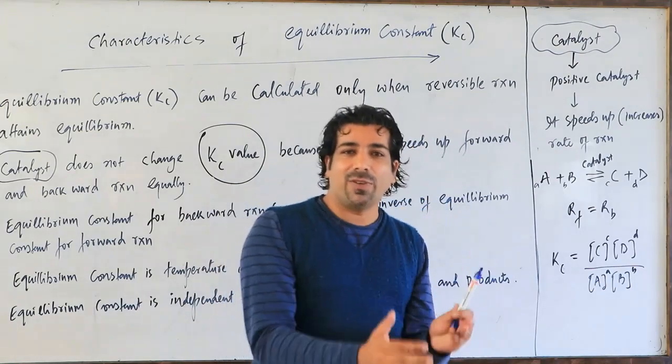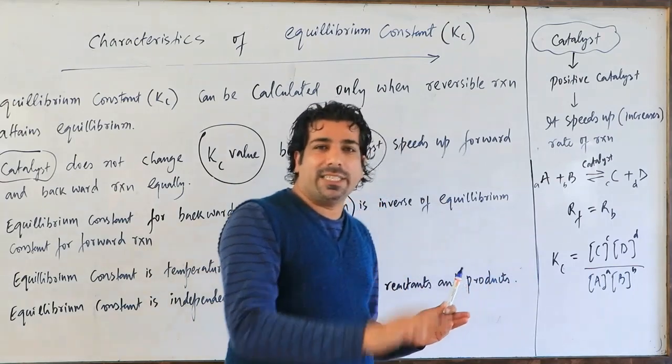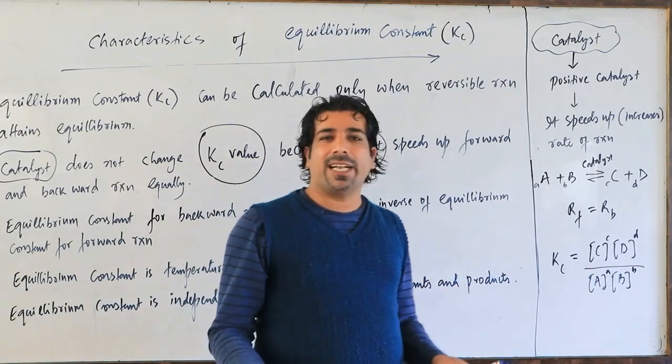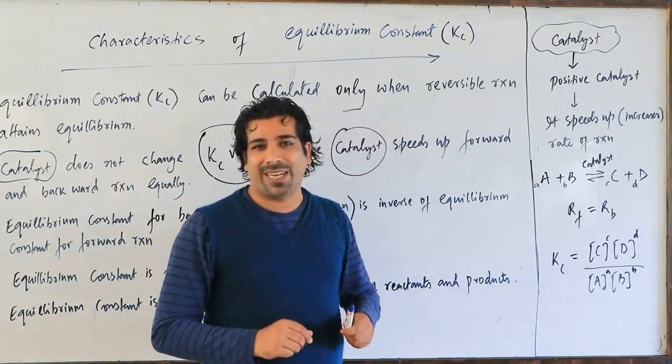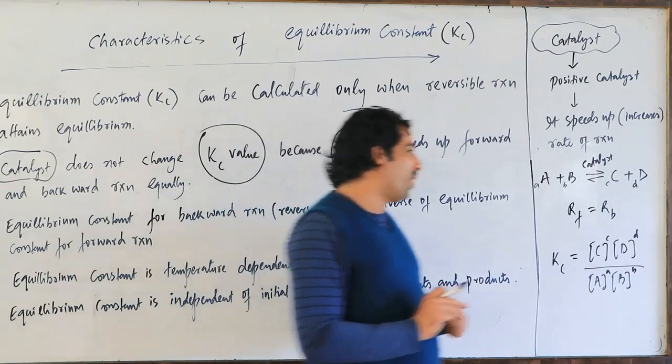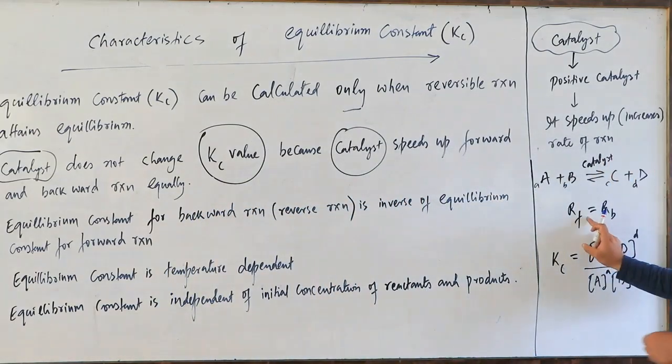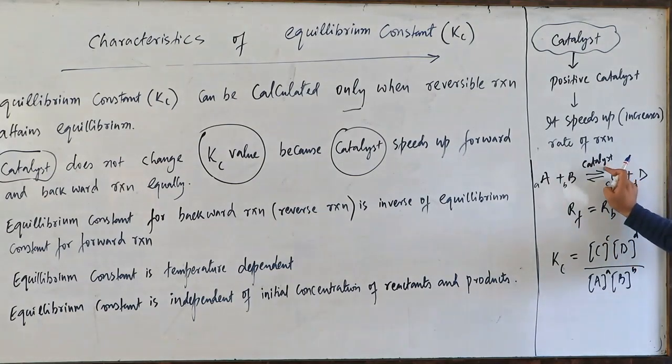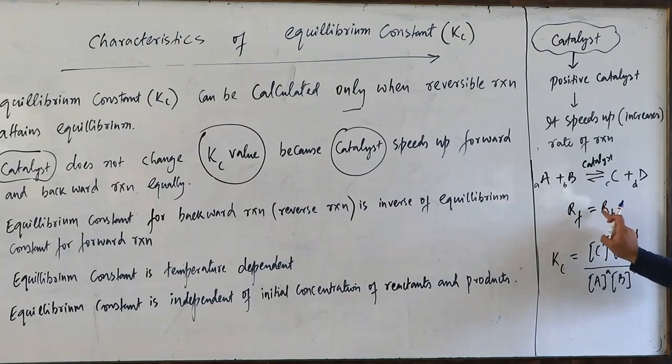So when the forward and backward reaction are increased equally, then understand that Kc value will not change, my dear friends. So what is my point? Rate of forward reaction is equal to rate of backward reaction when there was no catalyst. But then I put a catalyst for this reaction. Once I put the catalyst, still the rate of forward reaction is equal to rate of backward reaction. But the only one thing has happened. The rate of forward reaction has increased x times.